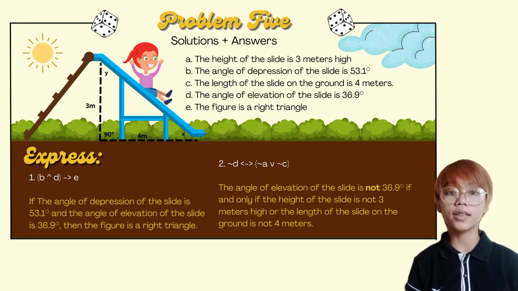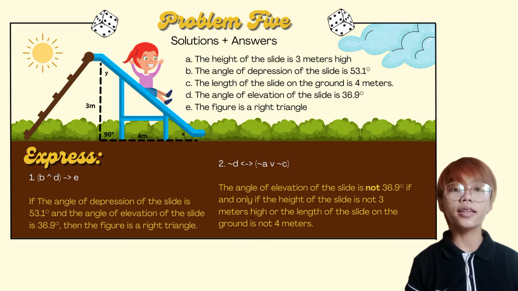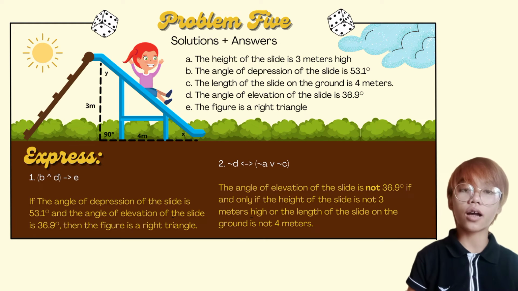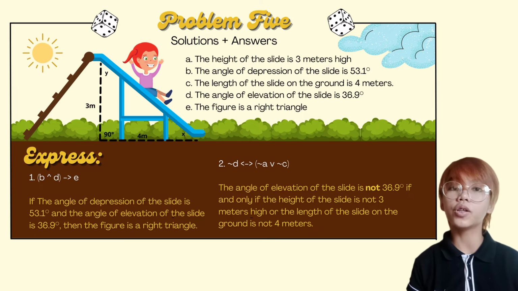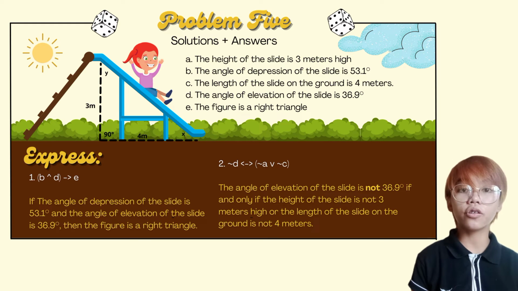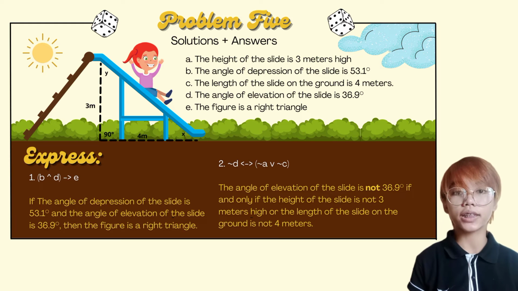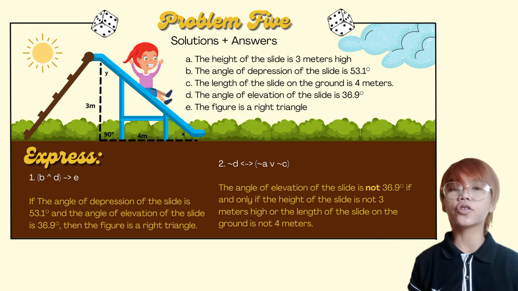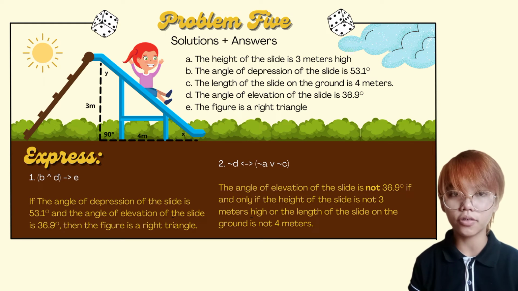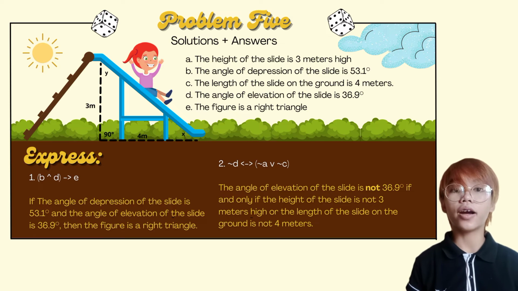The first given is if B and D, then E. Since the given used a caret and an arrow facing right, we will use "and" and "if then." If the angle of depression of the slide is 53.1 degrees and the angle of elevation of the slide is 36.9 degrees, then the figure is a right triangle.